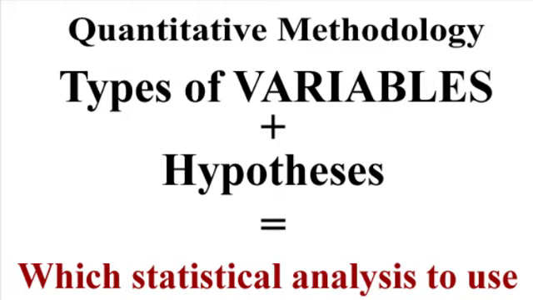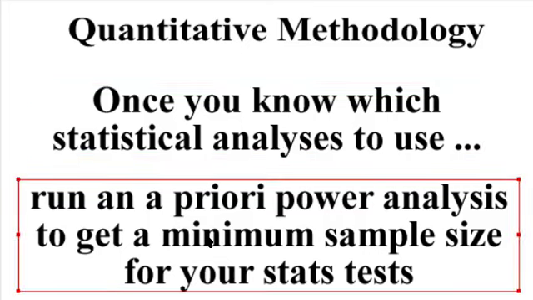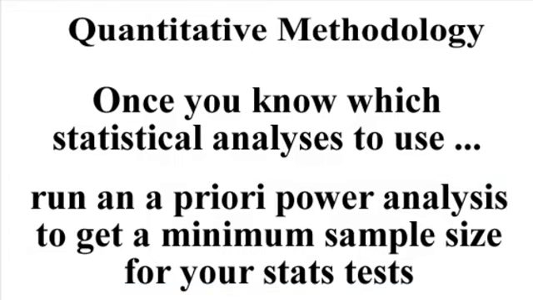And then once you figure that out, once you know which type of statistical test you're going to use, your next step is to run a power analysis, right? An a priori power analysis, and to get a minimum sample size for your stats test. You need to find out what a minimum sample size is. We're going to use the GPower software program, but there are other ways to do this. Don't just pick a number out of your ear, because that will not fly, right? You'll never get it past IRB.